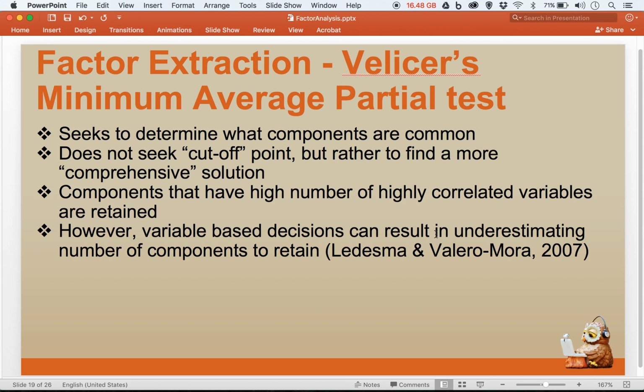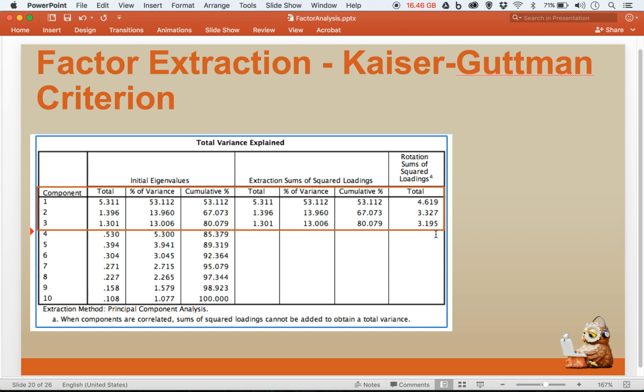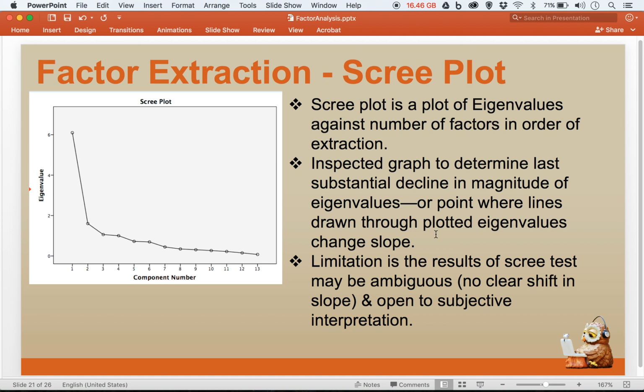So Velicer's MAP just indicates 3 components according to the 1976 criterion, and then we will run that as a syntax in SPSS, and it will tell you just how many components it thinks it can have. And you can compare that number to your eigenvalues, and then you can compare it to your scree plot. So here are the eigenvalues again, and then here's the scree plot. And with the scree plot, it's really important to remember that it's a plot of all the eigenvalues against the number of factors in order of extraction.